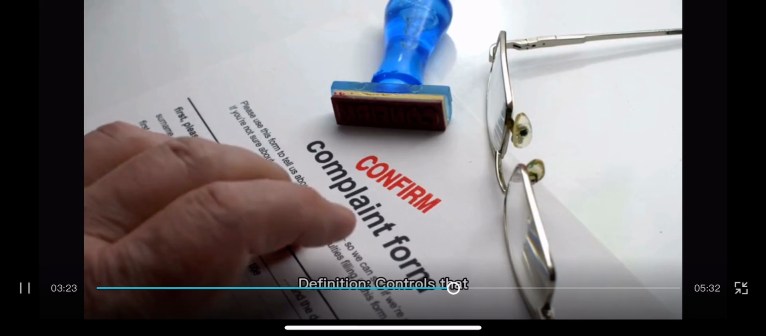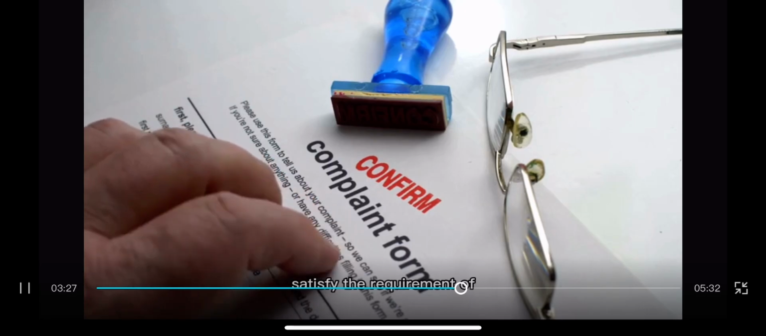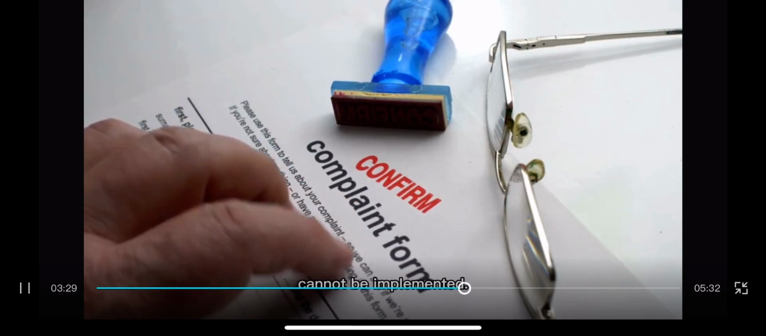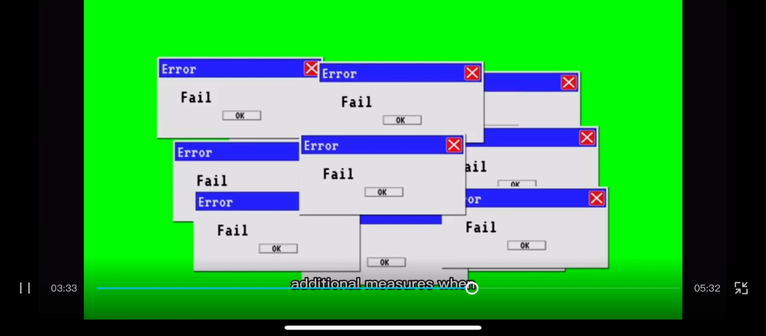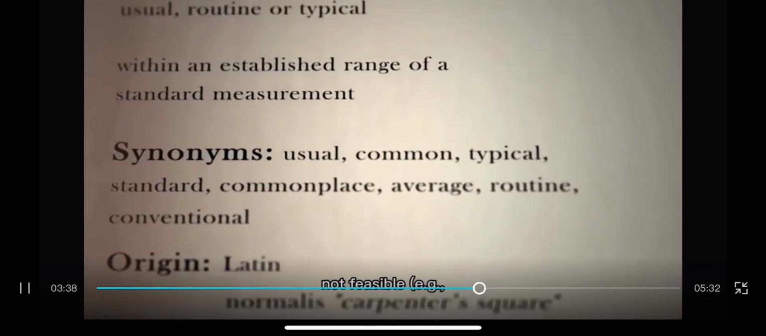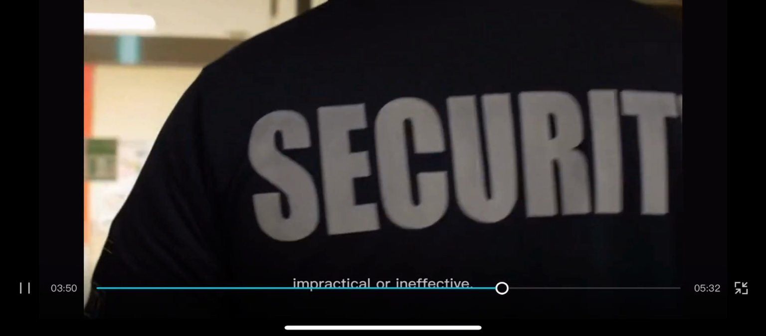Compensating controls. Definition: controls that are put in place to satisfy the requirement of a primary control that cannot be implemented. Examples: using alternative methods or additional measures when the preferred control is not feasible, for example, using a manual process when an automated control is unavailable. Purpose: to provide a temporary or alternative security measure when the primary control is impractical or ineffective.